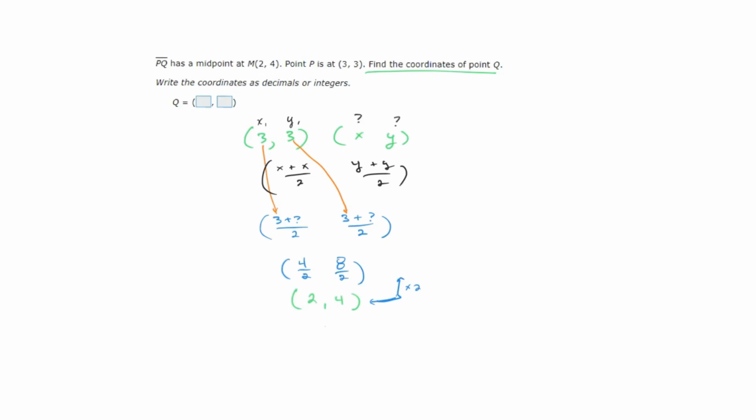So 3 plus what over 2 will give you 4 over 2? 3 plus 1. So one of my x values here must have been 1. And then 3 plus 5 is going to give me 8, so one of my values for y was 5. So we have 1 and 5.